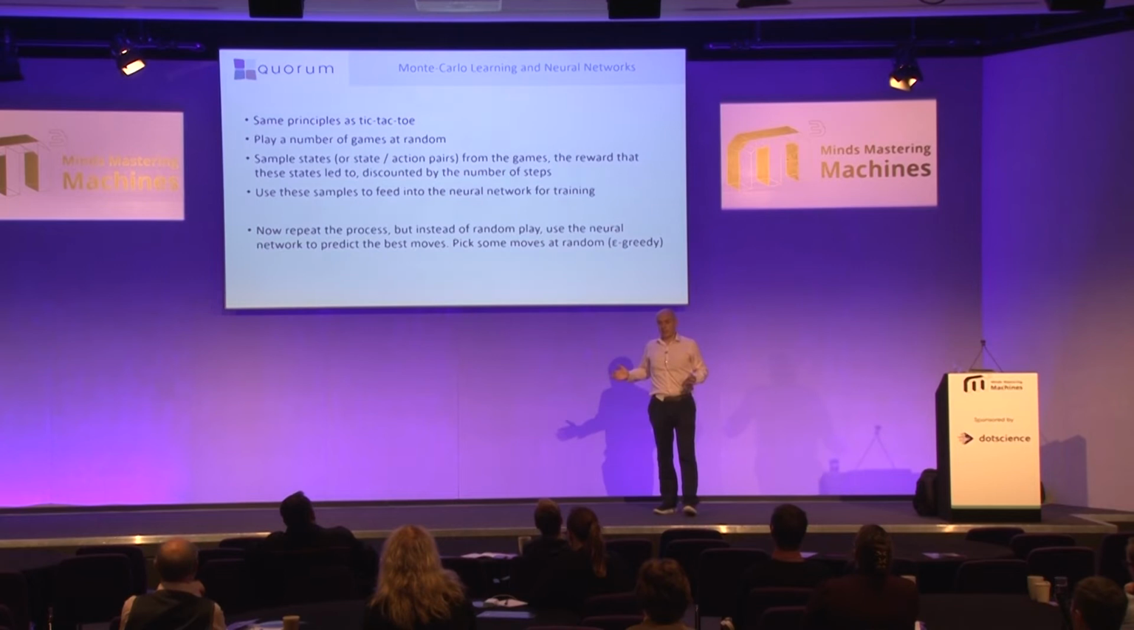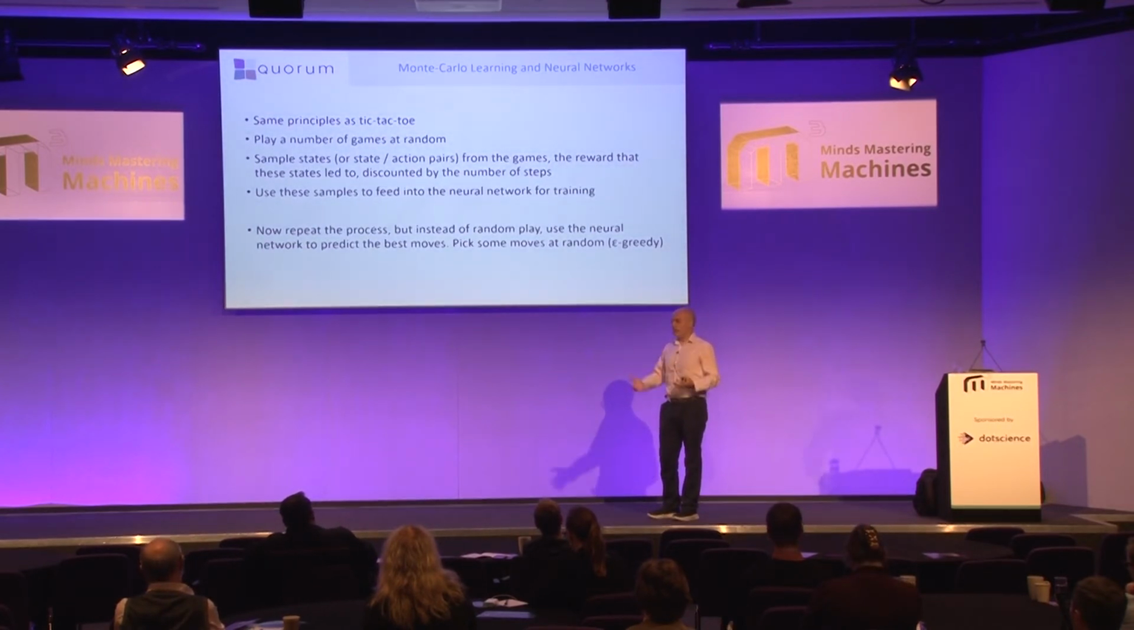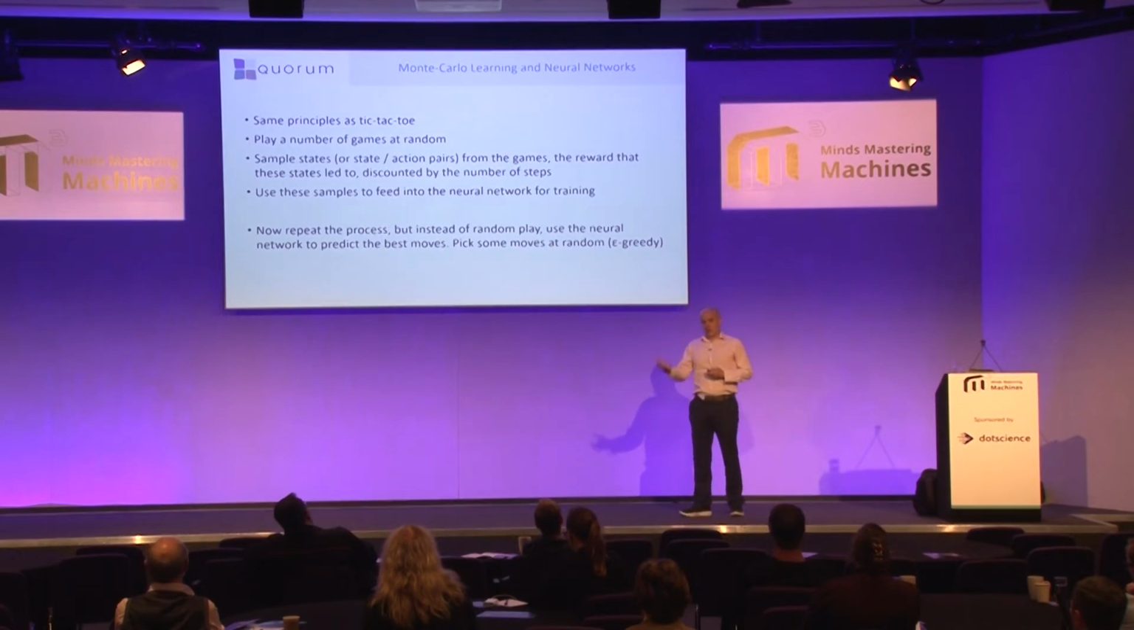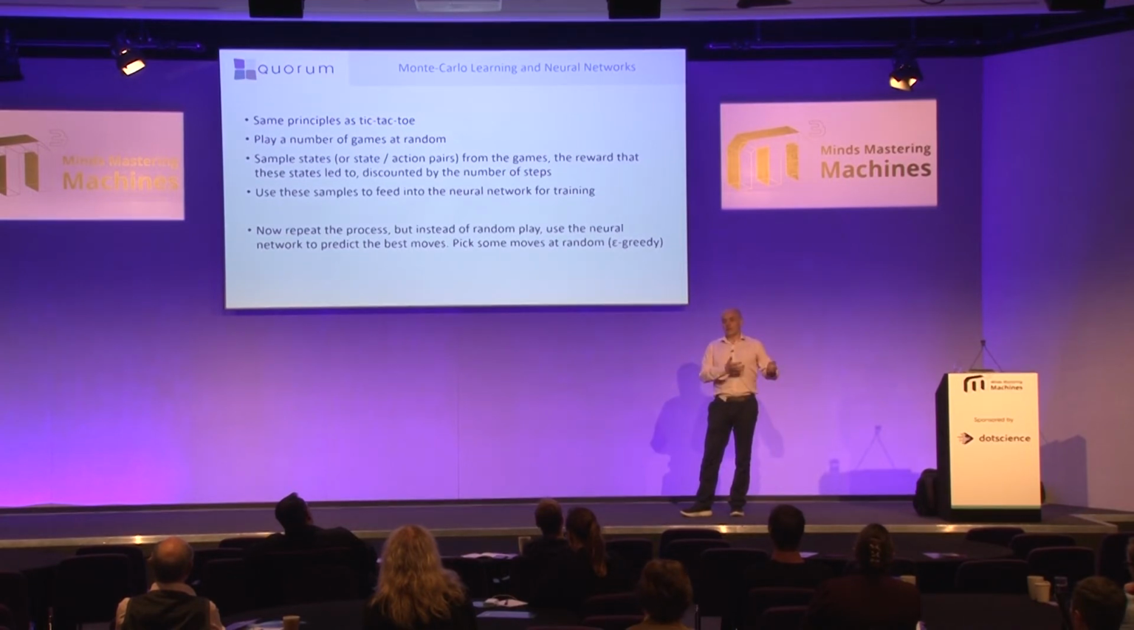So it's exactly the same principle as we apply with tic-tac-toe. Start at random, play a bunch of games, record all the board positions and whether they led to a win or led to a loss, and then you use that to feed into your neural network to produce your next policy.